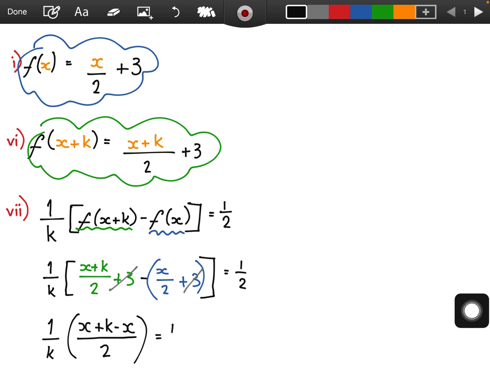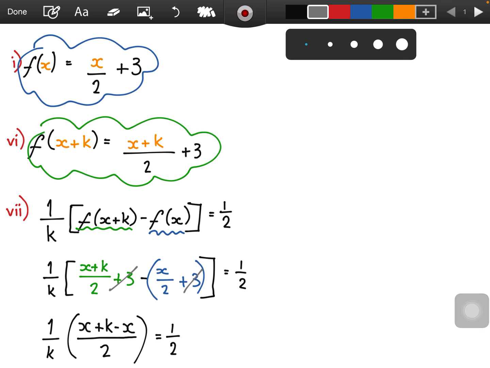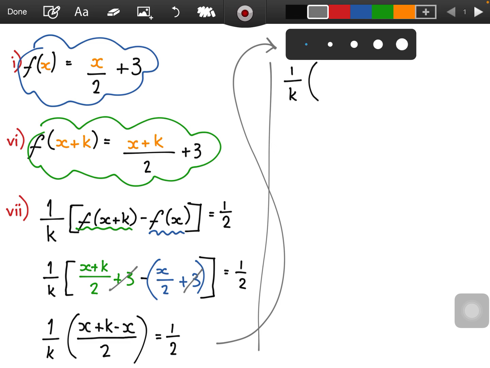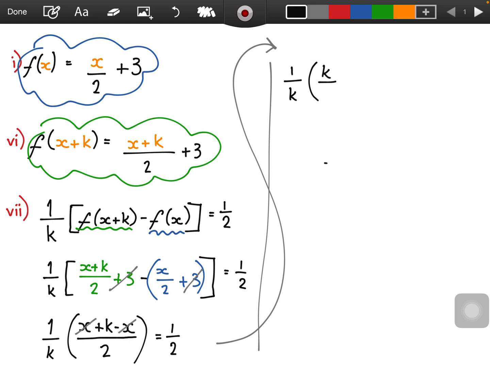Okay, and I want to show that that is equal to a half. So I'm going to start back up here. I'm going to say that that is 1 over k times, and x minus x is going to go to 0. So that is times k over 2. And that is equal to a half. So I know if I am dividing by k out here and I am multiplying by k in the brackets, that means that they're going to end up cancelling.